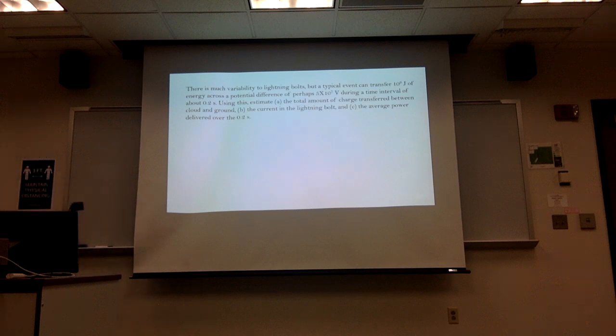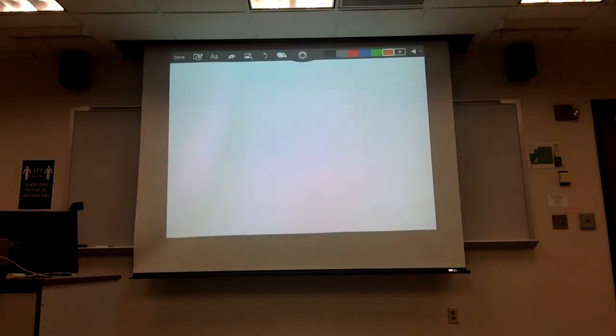Let's do an example. There's much variability in a lightning bolt, but a typical event can transfer 10 to the 9th joules of energy across a potential difference of 5 times 10 to the 7th volts during a time interval of about 0.2 seconds. From here, we want to estimate the total amount of charge transferred between the cloud and the ground, and then finally the current in the lightning and the average power delivered in 0.2 seconds. So let's draw our scenario. Here is my cloud. Here then is the Earth.